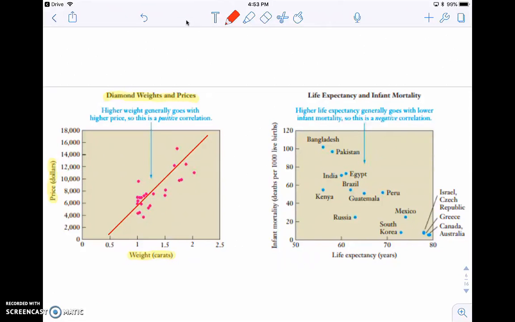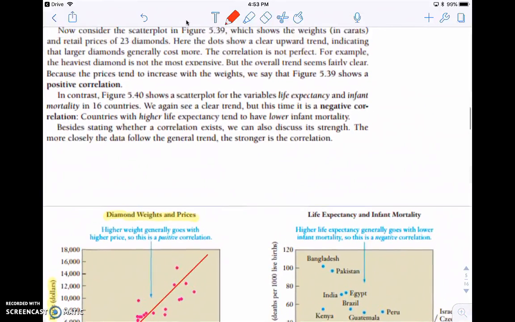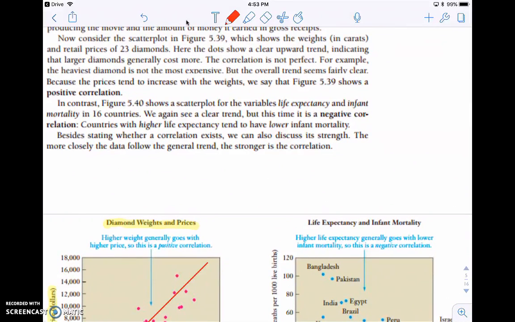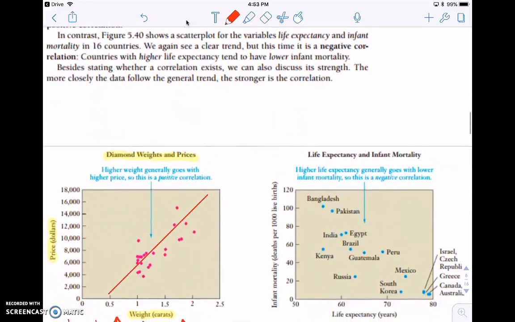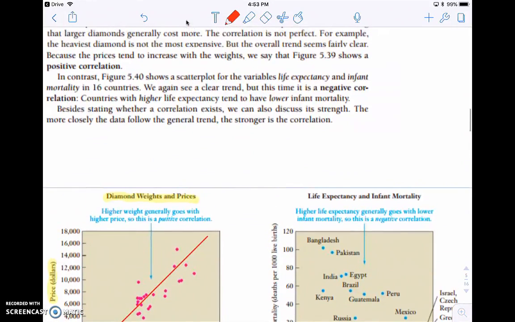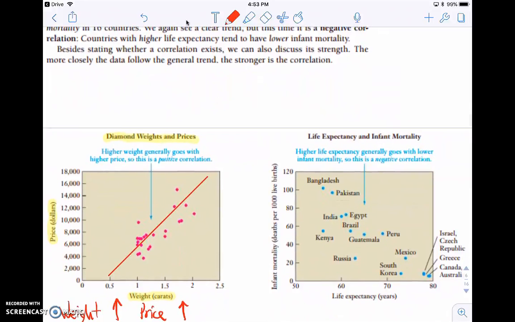It's following an upward trend. So we would just say, as weight increases, price also increases. That is what we call a positive correlation. Positive correlation is if that trend line has a positive slope, or as one variable increases, the other increases. And the strength of that correlation depends on how tight these points are around our line. So there's a pretty strong correlation on the weight of diamonds and the price for that.